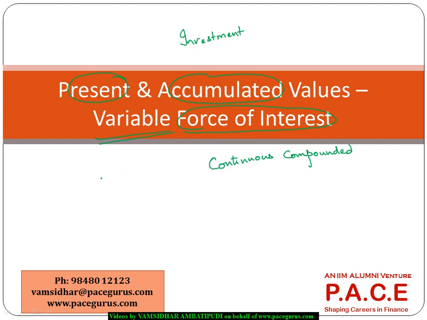When the force of interest is constant during a period, we have looked at the accumulation factor, which is e power delta t, where t is the time period of investment. Whatever our amount S naught is, S naught into e power delta t is the accumulated value, whereas the present value is S_t into e power minus delta t. So when the force of interest was constant, the present value came out to be the future value into e power minus delta t, and the future value or accumulated value came out to S naught into e power delta t. That was quite simple and straightforward.